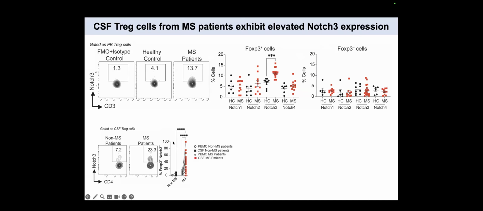What we find is that in the cerebrospinal fluid, Notch3 is highly expressed in Tregs compared to the peripheral blood of the same patient. Finally, as you know, there are different types of MS, and the most prevalent is a relapse-remitting disease, where patients go from an active phase to an inactive phase. We analyzed the expression of Notch3 during both phases of the disease.